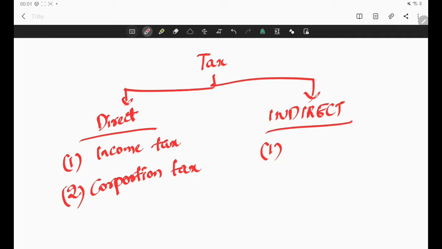For example, if you go and eat at a restaurant, you will pay for whatever you have eaten, and along with that, let's say 5% extra you are paying. This 5% extra will be deposited by the restaurant owner to the government. So indirectly you are paying that money to the government. So this is an indirect tax. GST is a very good example for indirect tax. There are some other indirect taxes also, excise, VAT, etc.